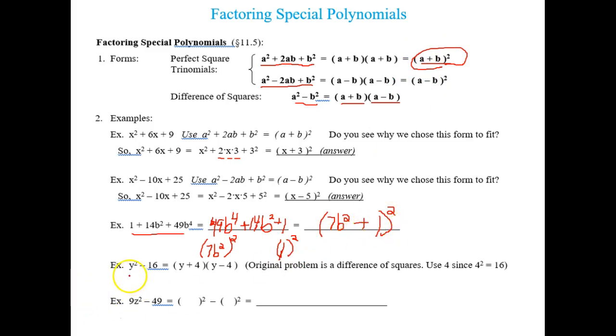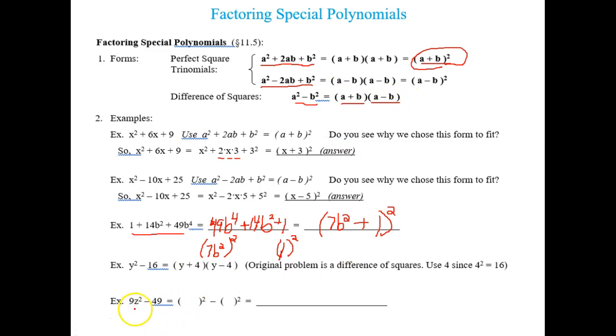In the next example, y squared minus 16. Well, this is in the form of a difference of squares, a squared minus b squared. And so to factor, what squared gives you 16? Well, that's 4. So it's y plus 4, y minus 4, according to the pattern.